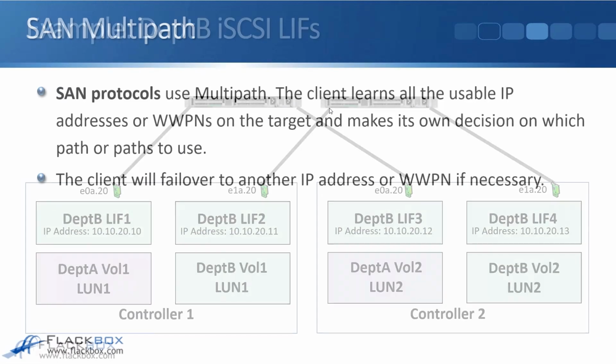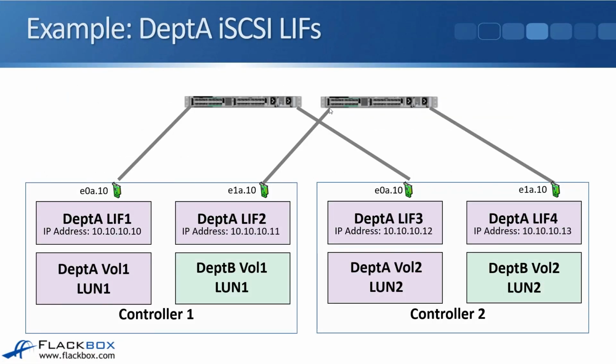So let me just go back a couple of slides here. Let's say that this is a Department A client, and it's the client which is going to be using LUN1. On that Department A client, you configure it with one of these IP addresses. So you configure it with either 10.10.10.10 or .11 or .12 or .13. It really doesn't matter which one. Just tell the client how it can reach its storage.